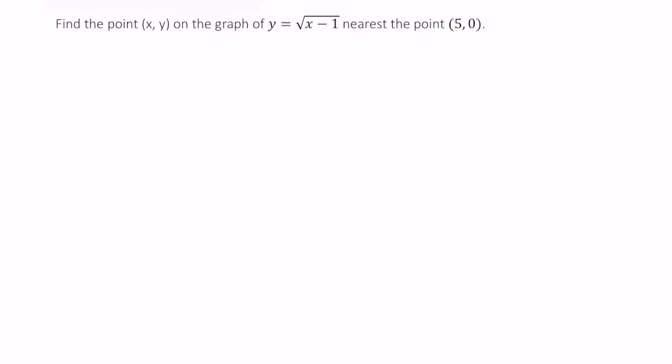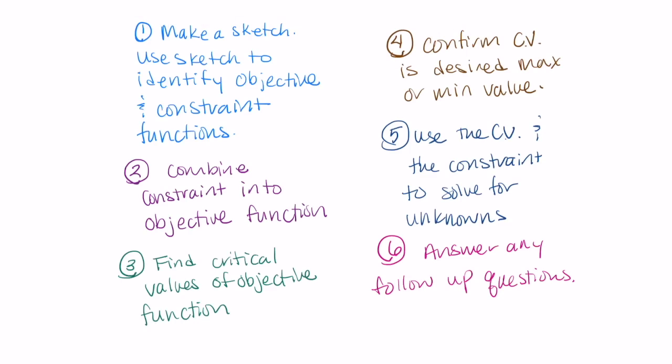Welcome. In this video, we're going to solve an optimization problem, and we're going to use the 6-step process for solving optimization problems. These are the 6 steps we will follow. Step 1, make a sketch. Use that sketch to identify the objective and constraint functions.